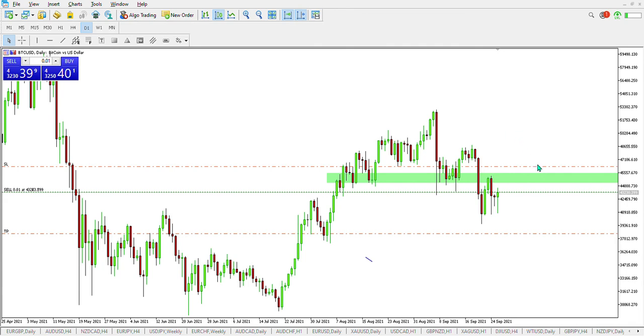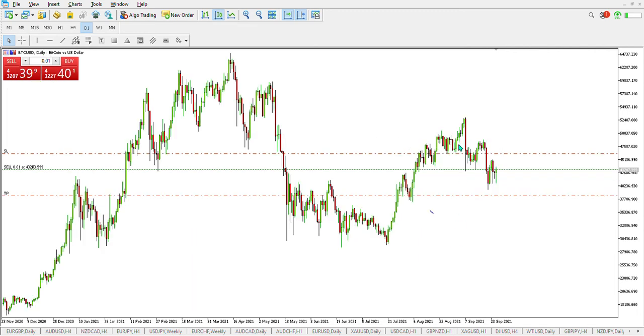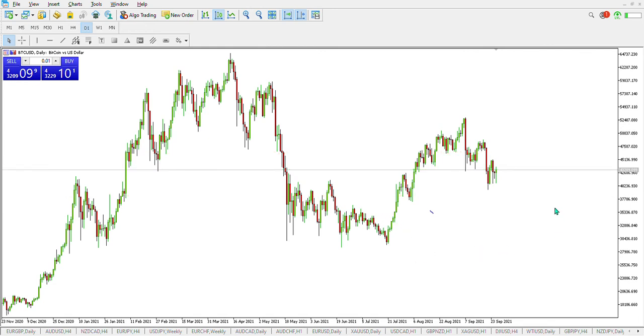Now here we'll make the chart look without the trade levels. So what we have on the Bitcoin, we have the neckline here. We have first the uptrend, of course. This is a correction of this mega strong downtrend, okay?